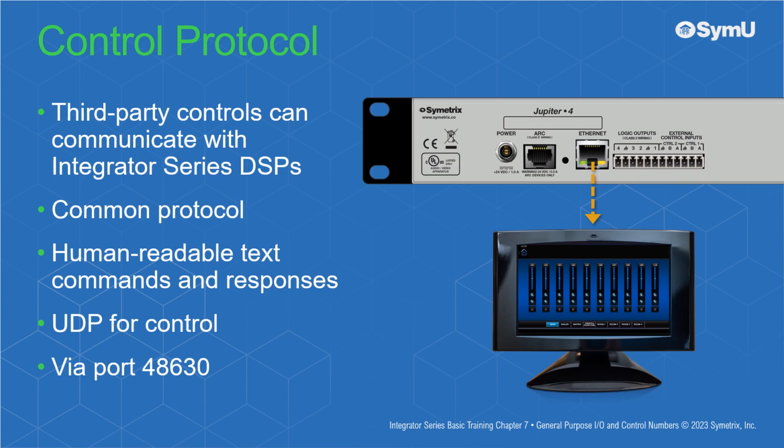Third-party control interfaces can communicate with any Integrator series DSPs using a common protocol. Legacy Symetrix products use the same control protocol. The protocol consists of human-readable text commands and responses. The Integrator series uses UDP for control via port 48630. UDP only communicates with one control at a time and responds to the last control to communicate.